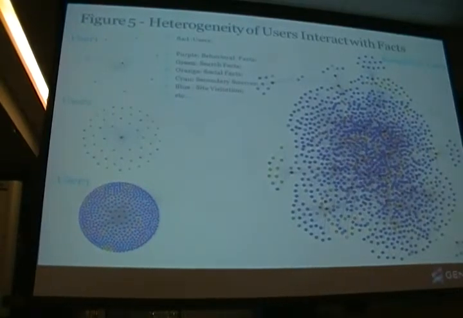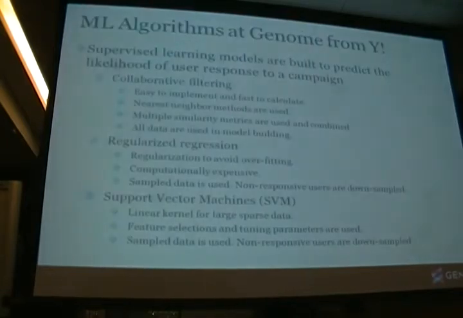Users share different facts across the different fields. Using this information, how are you going to develop a successful machine learning algorithm to pick up the top performing audiences? In Gina, we use three major models. First, we use nearest neighbor in collaborative filtering. Then we have logistic regression with regularization. And then we test support vector machines. Depending on different categories, different kinds of ads, and different goals for the campaigns, we run different algorithms to target the top performing users.